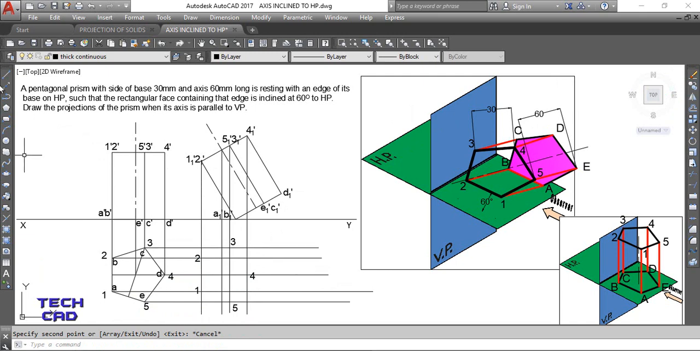I'm going to make these points connected with the help of polyline now. This one, this one, this one, this one, this one, and last is again 1. Okay, so you can see that this is one face of the pentagonal prism.